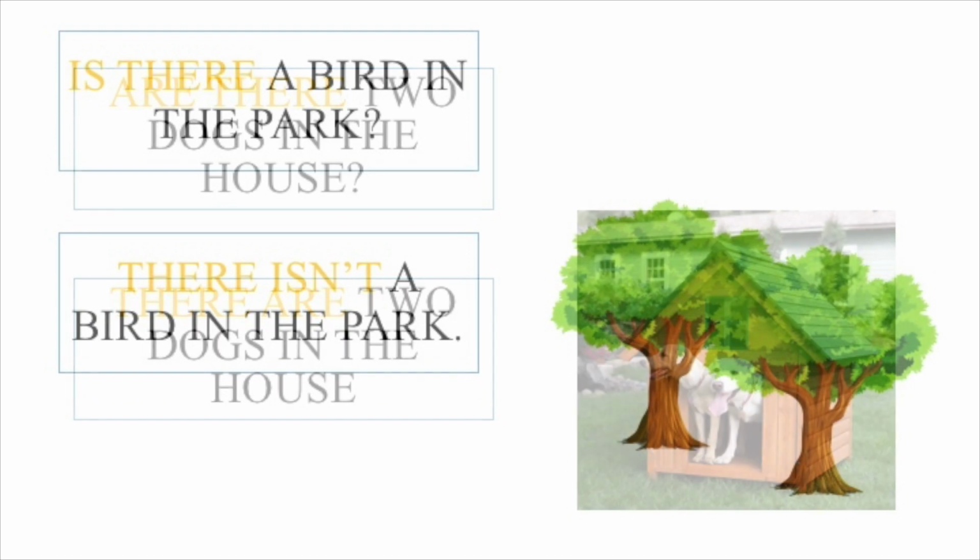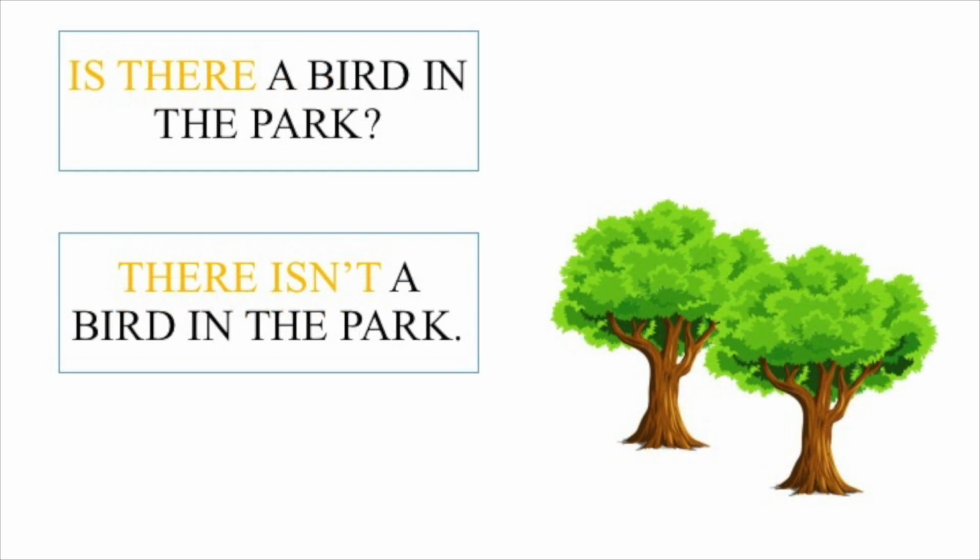Excellent. Next one. Now remember birds. Is there a bird in the park? There isn't a bird in the park. There's 2 trees, but no birds. So we say there isn't a bird in the park.